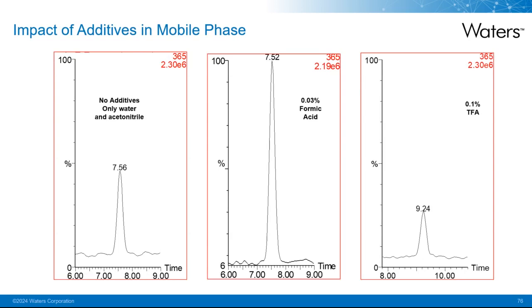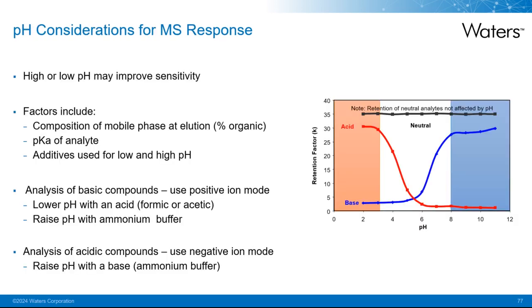This example shows how additives in a mobile phase can impact ionization. In this example, some ionization occurs with no additive in the presence of acetonitrile and water. But if we add formic acid, just a really small amount, then we can see a significant improvement in ionization. Conversely, if we were to add 0.1% TFA, we get suppression of the analytes. So we do have to be careful when we select our additive in the mobile phase.